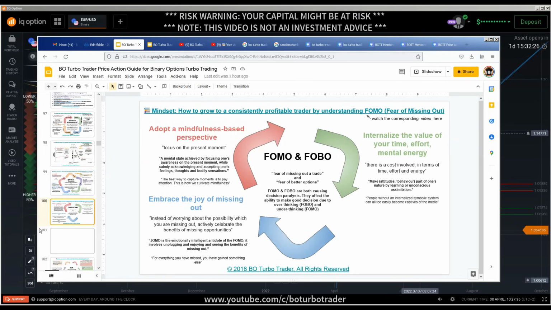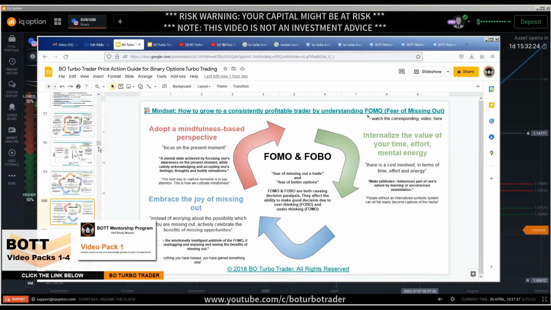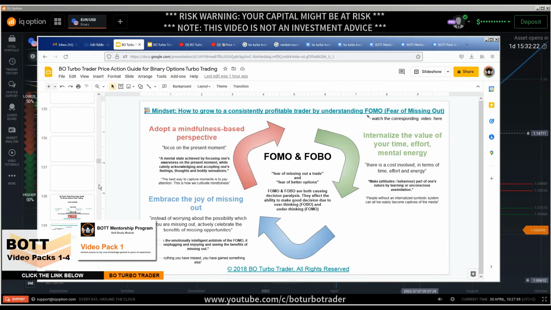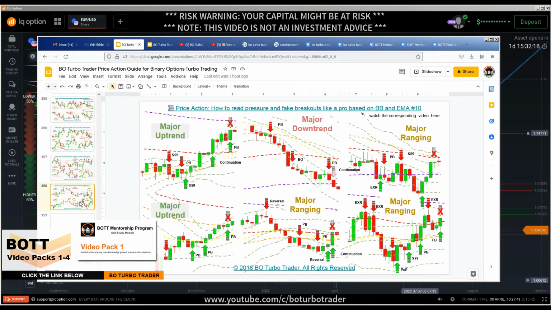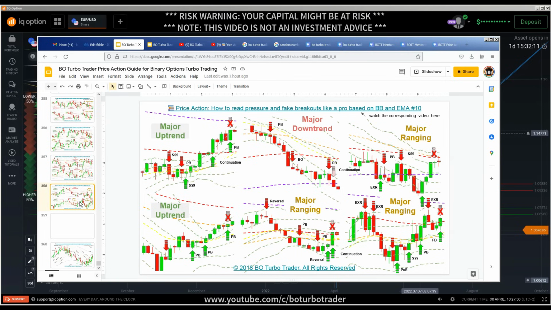So now we are going to the next topic, and the next topic is the last part of how to read the pressure and fake breakout like a pro based on the BB and the EMAs, the exponential moving averages and the Bollinger Band. So this time I have taken trades from my students here, which went wrong, and also one which went right, where the trend change has affected the trade.